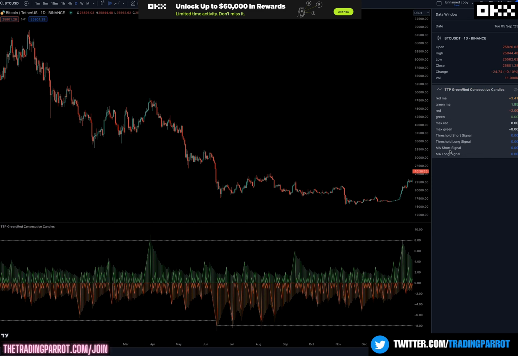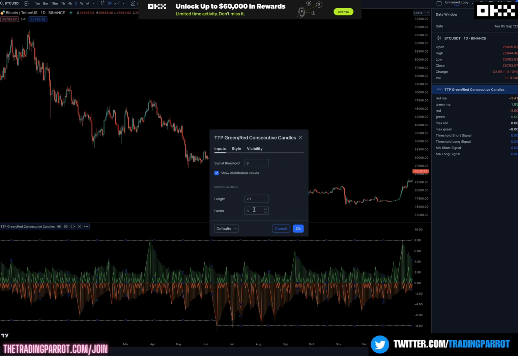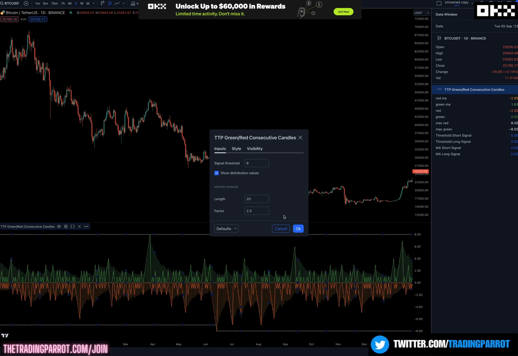In the data window, you're going to find separate backtesting signals. You have the threshold short, threshold long, which is the previous signal I was explaining, and you also have the MA short and MA long. Those are the ones that correspond to this last approach where we're looking for times where the counter line is higher than its own MA. I think for Bitcoin 3 is a little bit too much. Maybe a 2.5 will give us a better hedge.